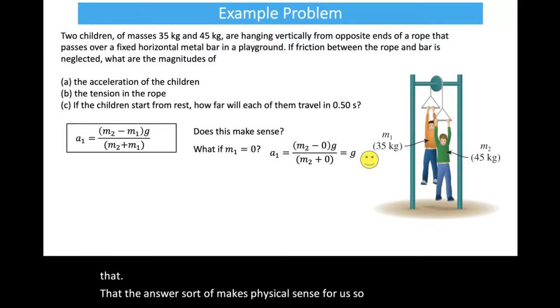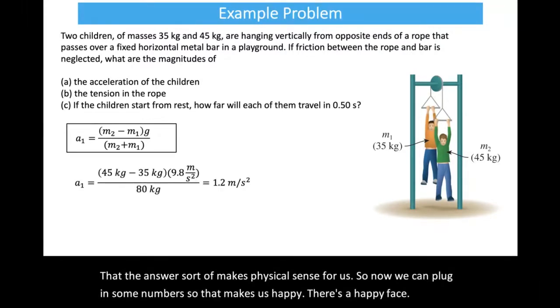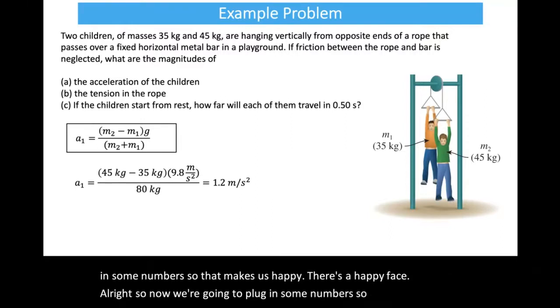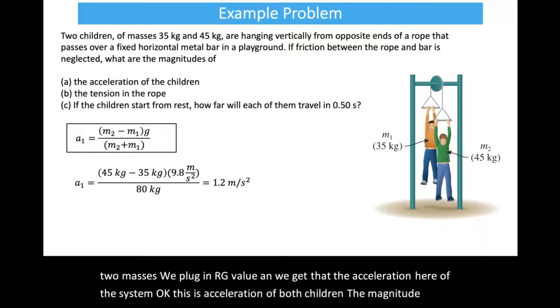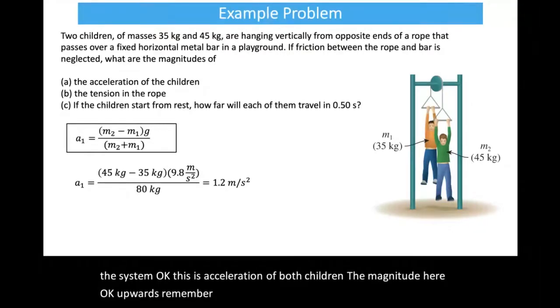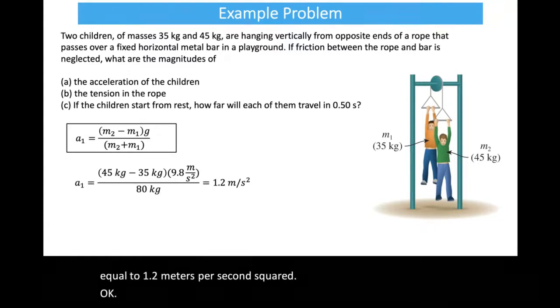So now we can plug in some numbers. So that makes us happy. There's our happy face. All right, so now we plug in our two masses, we plug in our g value, and we get that the acceleration of the system, the acceleration of both children, the magnitude here, upwards, remember, on mass 1 and downwards on mass 2, is equal to 1.2 meters per second squared. And that's not a huge acceleration, which is probably about right.